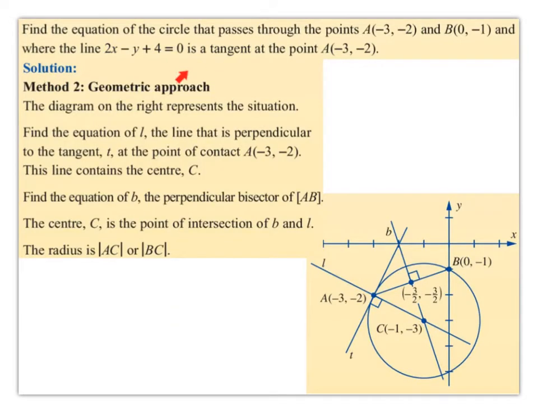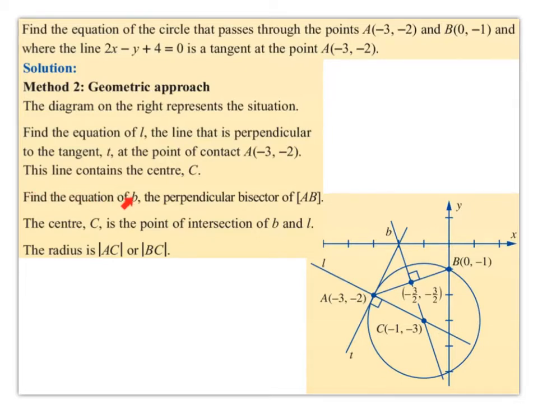So, method 2, geometric approach. The diagram on the right represents the situation. Find the equation of L, the line that is perpendicular to the tangent T, at the point of contact A(-3, -2). This line contains the centre C. So we're looking for the equation of the line L. This line is perpendicular to the tangent T, and we know that it goes through the centre. And the point of contact between the tangent and the circle is (-3, -2).